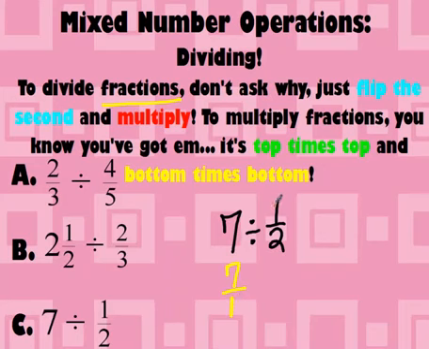To divide fractions, don't ask why, just flip the second. So it's going to flip over and multiply. To multiply fractions, you know you've got them. It's top times top, and bottom times bottom, which is 1. And this 14 divided by 1 is really just the whole number 14.